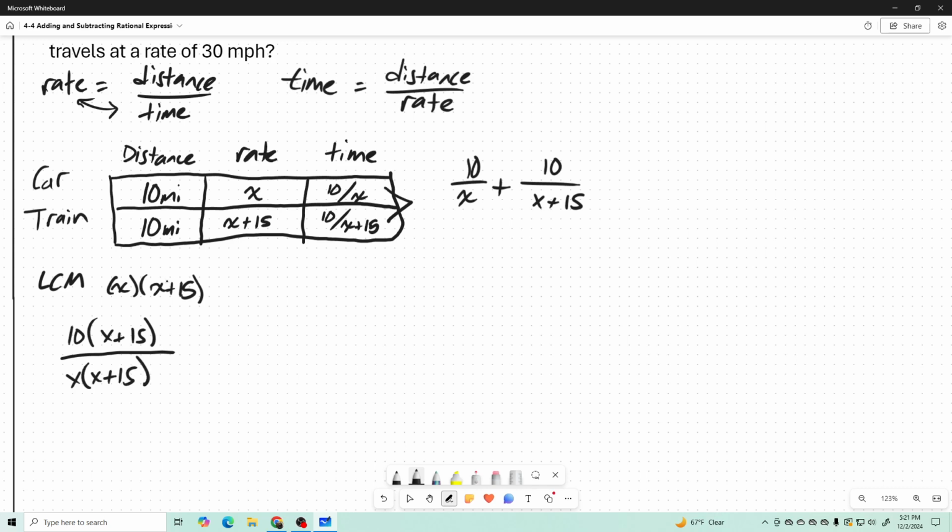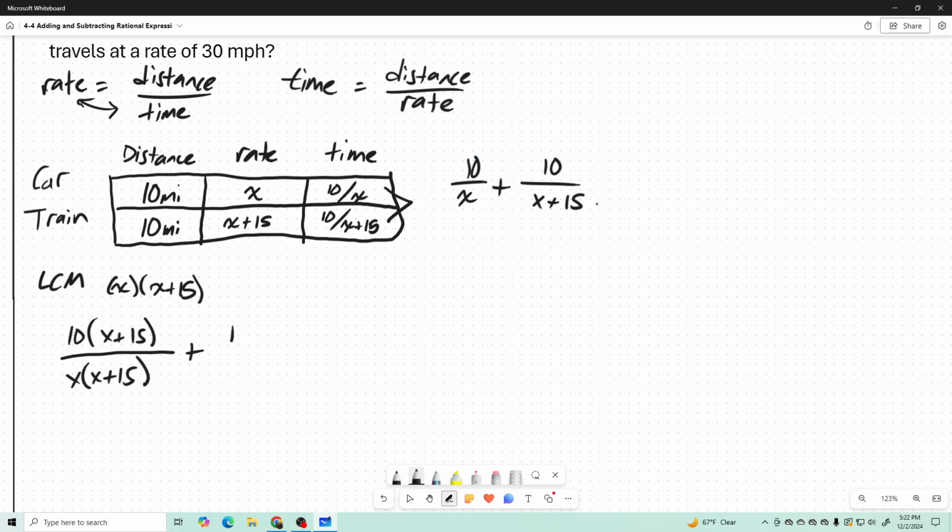Right? Because this is just our LCM, so we have our combined expression here over the LCM. And then we're going to be adding this to, well, on this side, we have our 10, right? And we have our x plus 15, but we don't have the x on the bottom. So we need to multiply this whole thing by x over x.